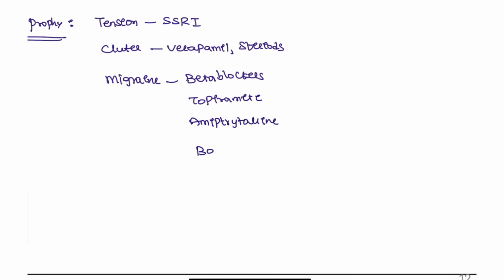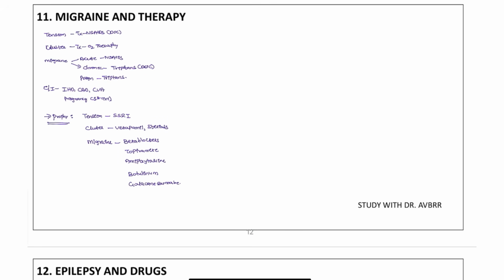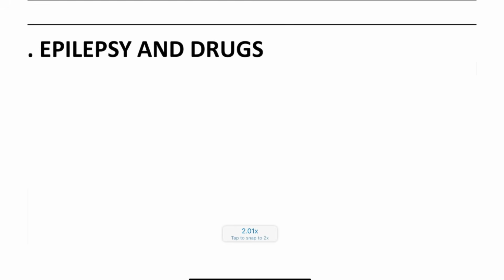Amitriptyline can be given. Botulinum toxin is given for this patient, and galcanezumab. Galcanezumab is also given as a drug for the prophylaxis of the patients. Prophylaxis of the patient that we can give for this patient. Right. Next, epilepsy and the drug of choice.